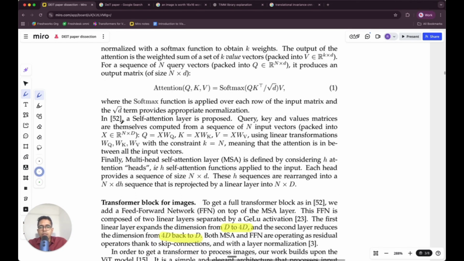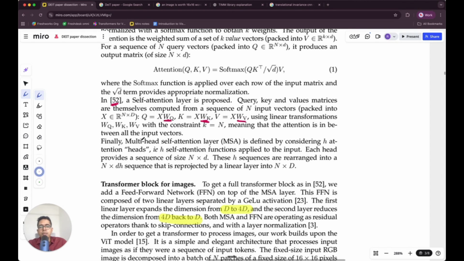In reference 52, this is Ashish Vaswani's paper, Attention Is All You Need, a self-attention layer is proposed. Query, key and value matrices are themselves computed from a sequence of n vectors. So the n vectors are input vectors. Input vectors are converted to query using WQ. So this query weight matrix, key weight matrix will convert the input into key, value weight matrix will convert the input into value using linear transformations, meaning that attention is between all the input vectors.